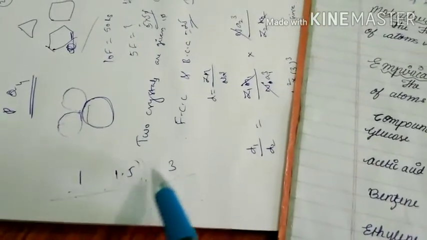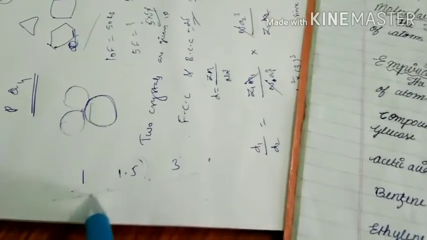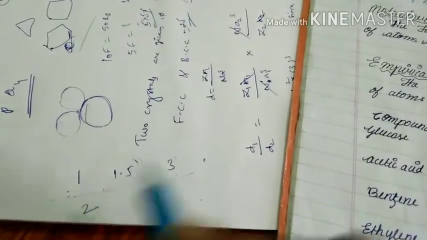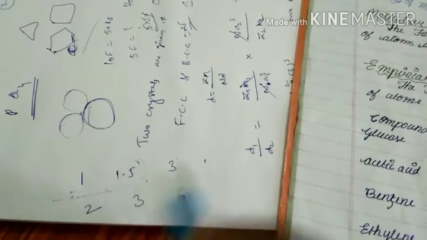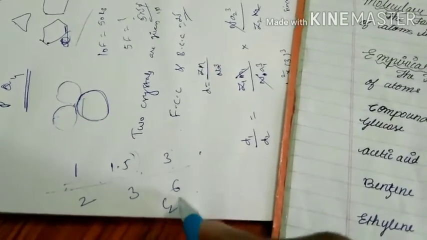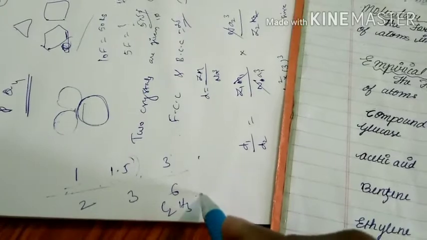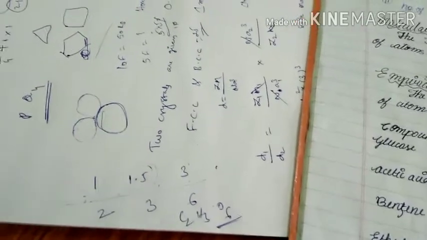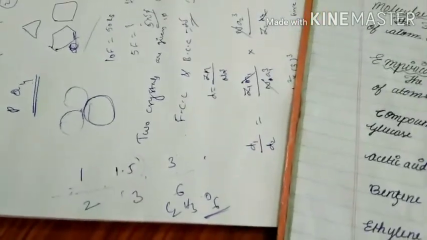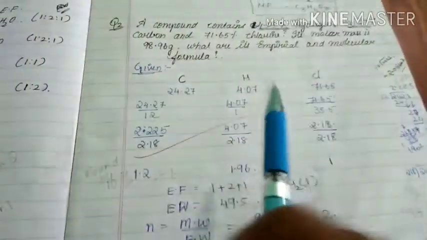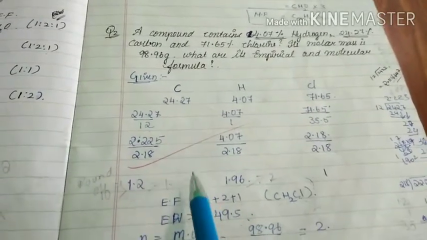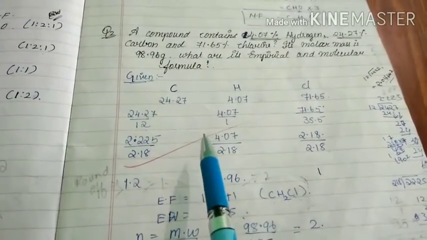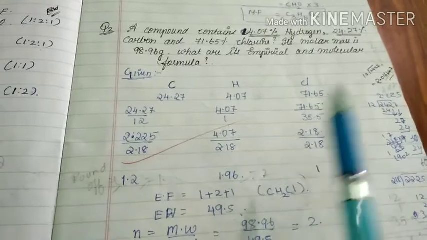For example, if you multiply all these values by 2, then 2 into 1 is 2, 2 into 1.5 is 3, 2 into 3 is 6. That means C2H3O6. This is the third step. In this model, 3 steps are present. First step is what? Percentages should be divided by atomic weights. Second step is what? The values should be divided by the least value.